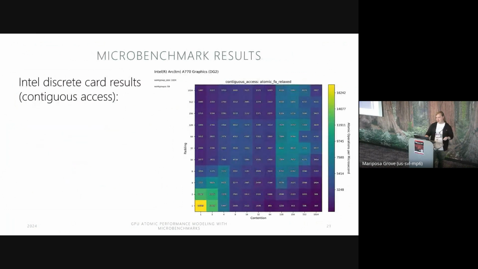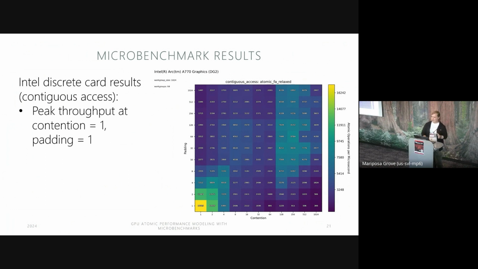This is an Intel discrete card. It's an ARC A770. This is with our contiguous access test. We notice that there is peak throughput here. And so again, for those of you that have not seen many heat maps or have not looked at this one long enough to realize what's happening, at the start, at the top here, the yellow is the highest amount of throughput. It's at around 16,500. And you'll notice that contention 1, padding 1, meaning that every thread gets its own location and we're not padding them out at all. For some reason, that gives us great throughput.